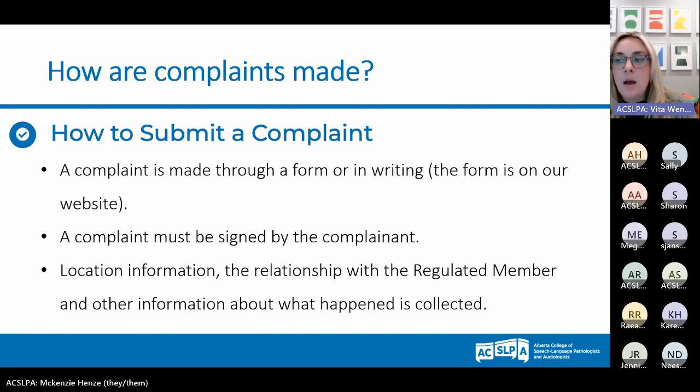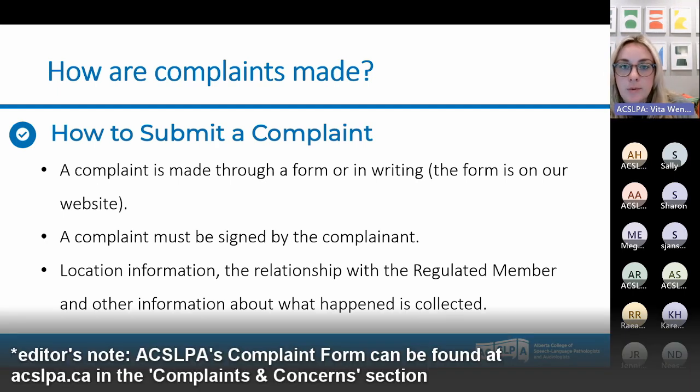So how are complaints made? Practically, a complaint is made either in writing through a written letter, but most generally it's made through a complaint form, which has been recently updated in the last year or so. It is available on our website if you want to see what it looks like, what information is gathered within the complaint. And it has to be signed by a complainant, as well as the name of a complainant is provided to that regulated member generally, so they know who made the complaint against them. The complaint form collects information such as location, the relationship, other information about what happened. It may include supporting documents, etc. And it is, like I said, found on our website.